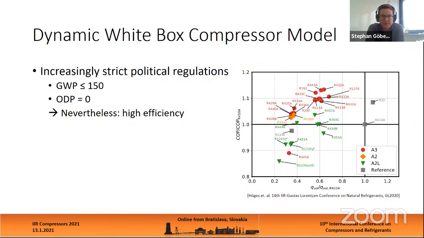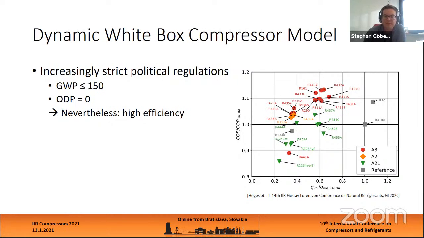We all know that through increasingly strict political regulations, we are forced to find new ways, respectively new refrigerants, for heat pumps in general. In this picture, you can see a few alternatives to the reference fluid R410A. That was work from a colleague of mine, which was published a few weeks ago at the Gustav Lorentzen Conference. So we are forced to get the global warming potential lower than 150 and the ozone depletion potential equal to 0. But nevertheless, high efficiency should be achieved.